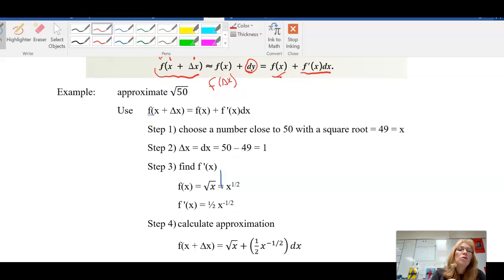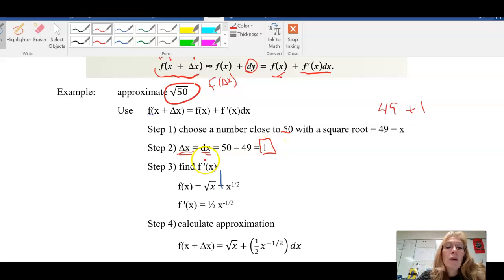Now, we're going to use just a straight number, square root of 50. No calculators. Now, square root of 50, we don't know. We can guess, but we don't know. So we choose a number close to 50 that has a square root in it. I know 50 is 49 plus 1. Everybody with me so far? So I know the change in x here is 1, because 50 minus 49 is 1. So my change in x, or my dx, is 1.